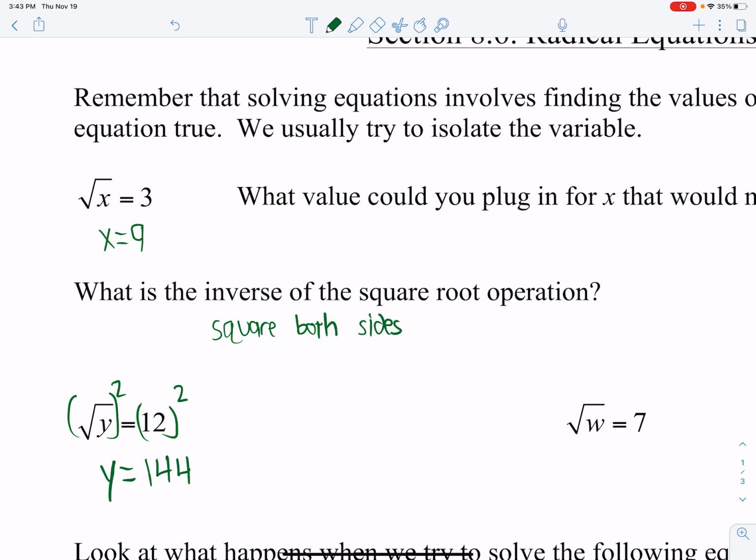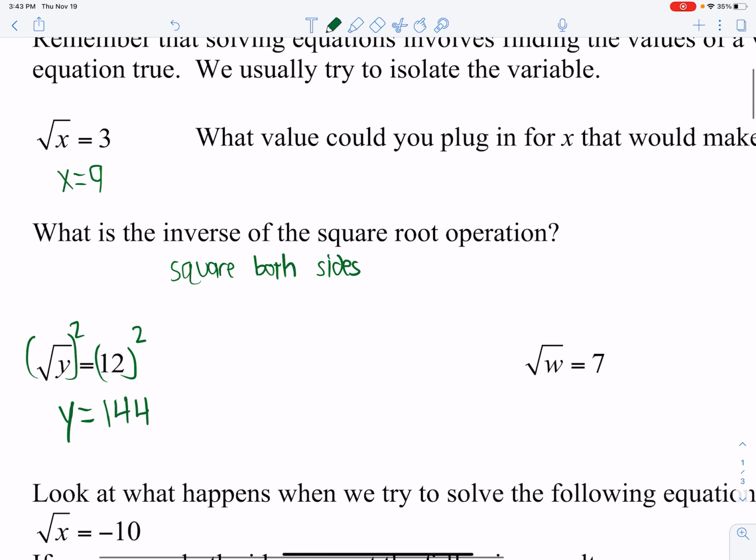Or if we take a look at our next one, the square root of w equals 7. We put parentheses around both sides and square both sides. On the left side, the square root of w times the square root of w is w. On the right side, 7 times 7 is 49. So we get w equals 49 for the answer.